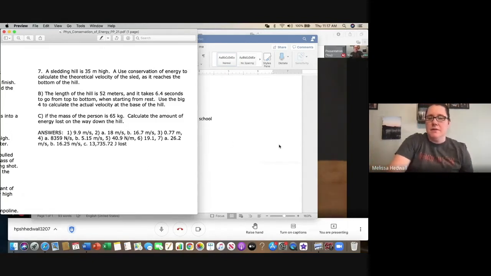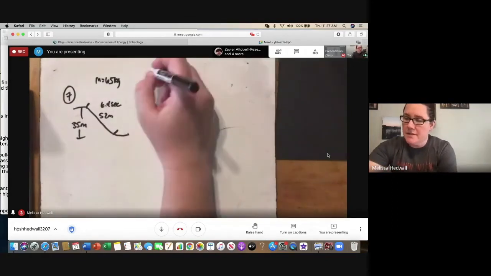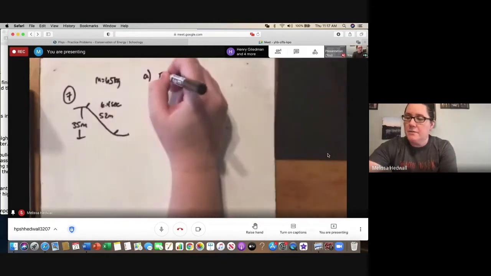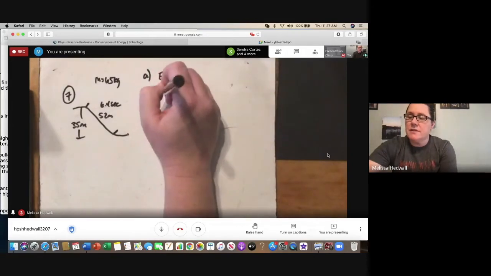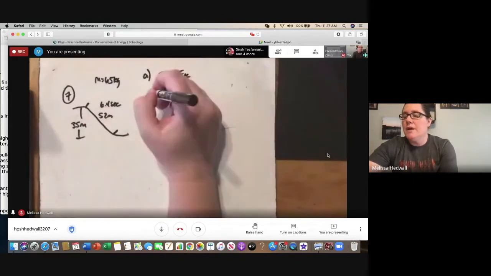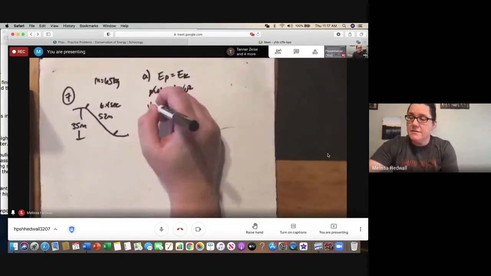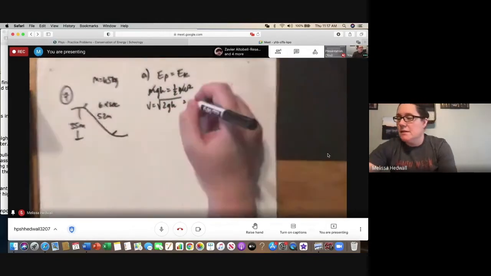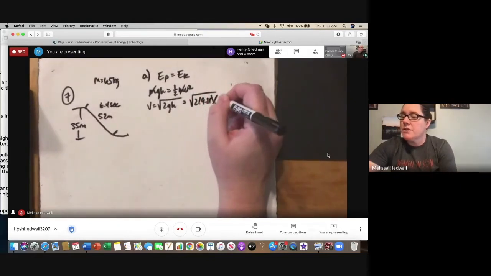So the first question asks, theoretically, what should the speed be at the bottom? Well, we know at the top we have potential energy, at the bottom we have kinetic energy. So we have mass times gravity times height equals 1/2 mv squared. We can cancel the masses. We've done this rearrangement several times, and we get v equals the square root of 2 times gravity times height. So we can say 2 times 9.81 times 35 meters.